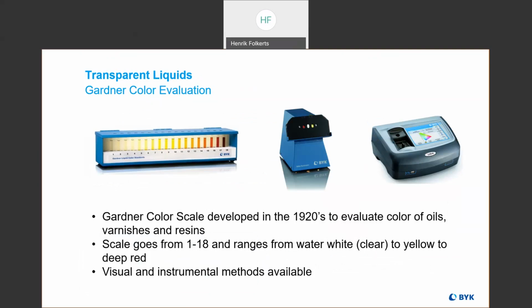And then we can also evaluate transparent liquids using one of these methods. So one of the most common color evaluations for transparent liquids is called the Gardner color scale. It was developed in the 1920s to evaluate color of oils, varnishes, and resins, and the scale goes from 1 to 18, ranging from what we refer to as water white, meaning just clear, to yellow to deep red.